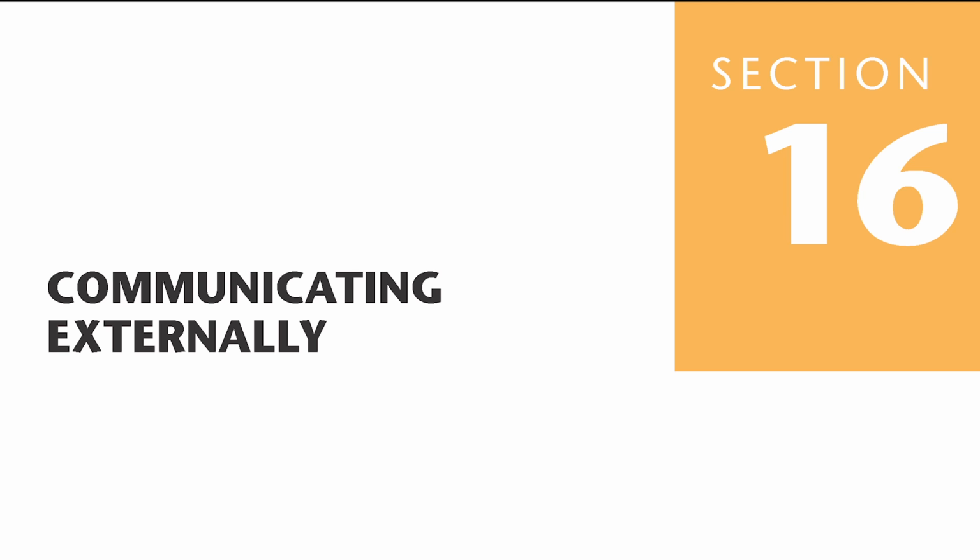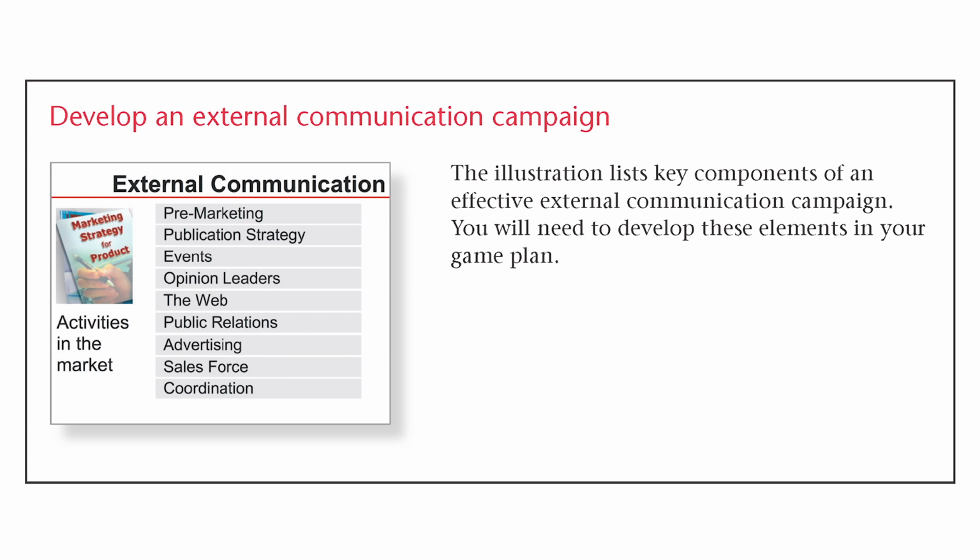Section 16. Communicating externally. Develop an external communication campaign. An effective external communication campaign has certain key components. You will need to develop these elements in your game plan. Key components include pre-marketing, publication strategy, events, opinion leaders, the web, public relations, advertising, sales force, and coordination.